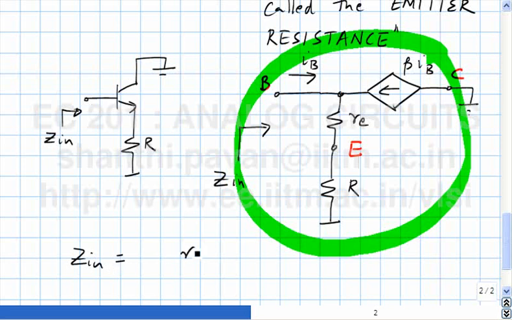It is RE plus R times beta plus 1. Is it obvious to all of you? So you can see that using this model reduces the computational burden, but the original model wasn't too difficult to compute with either.